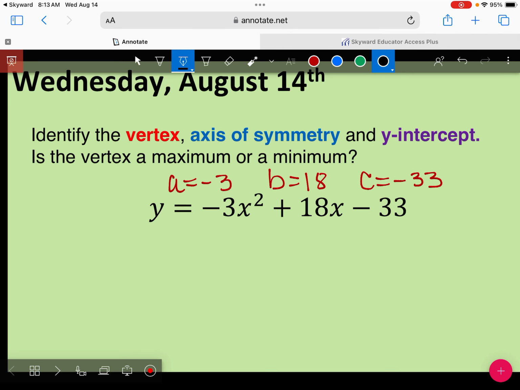So our y-intercept is actually going to be at (0, -33). So we can answer that one. That's the easiest one to answer. C is your y-intercept.